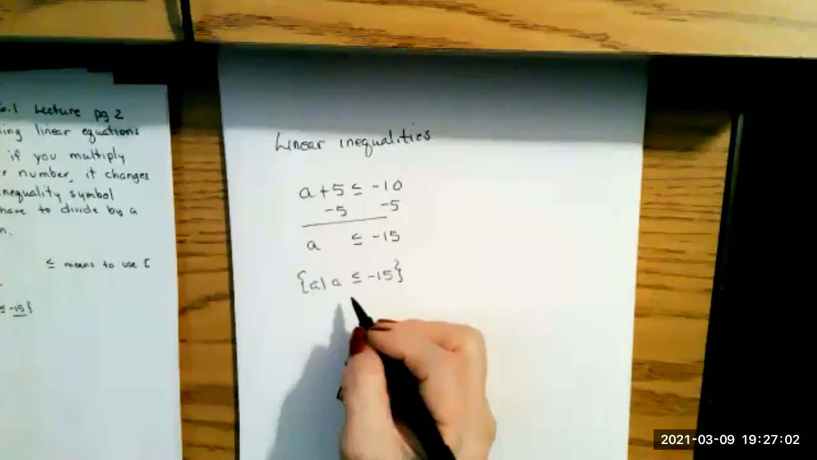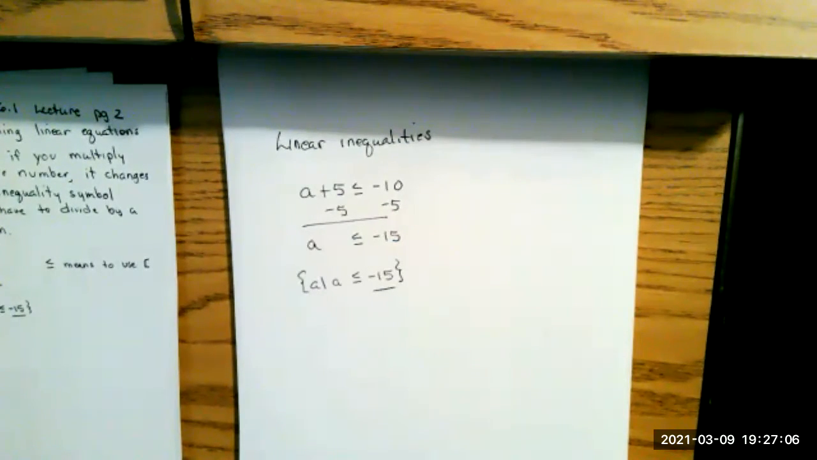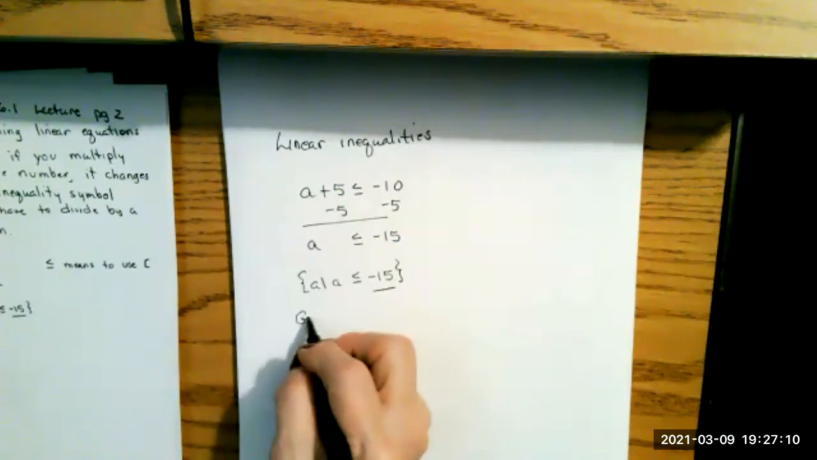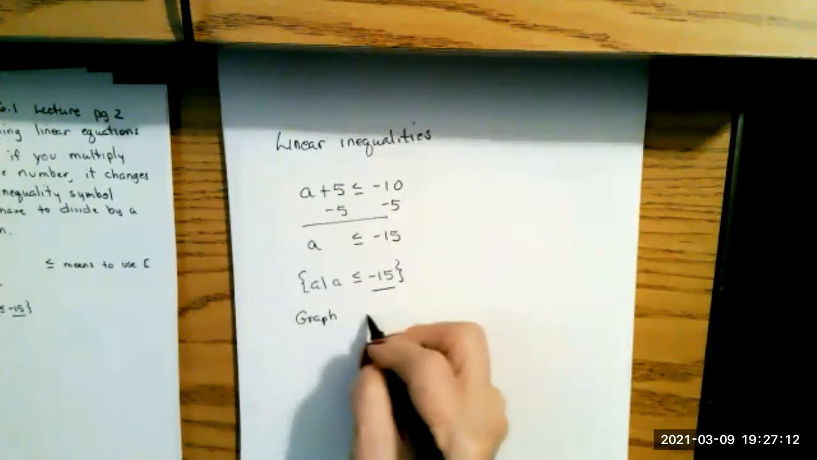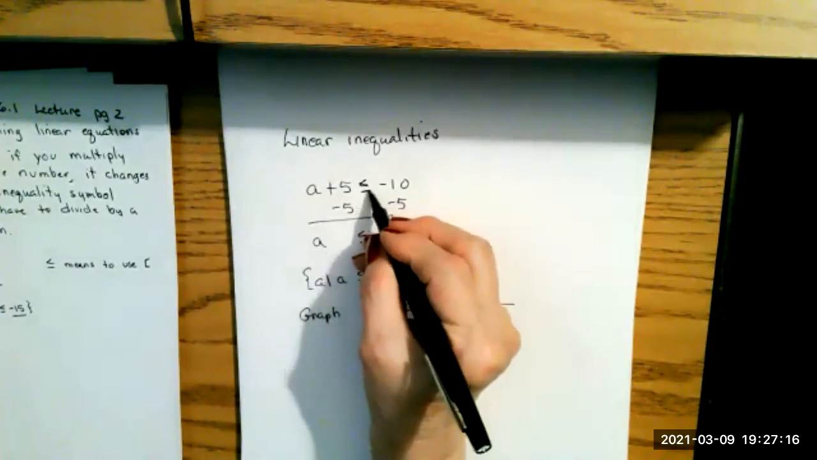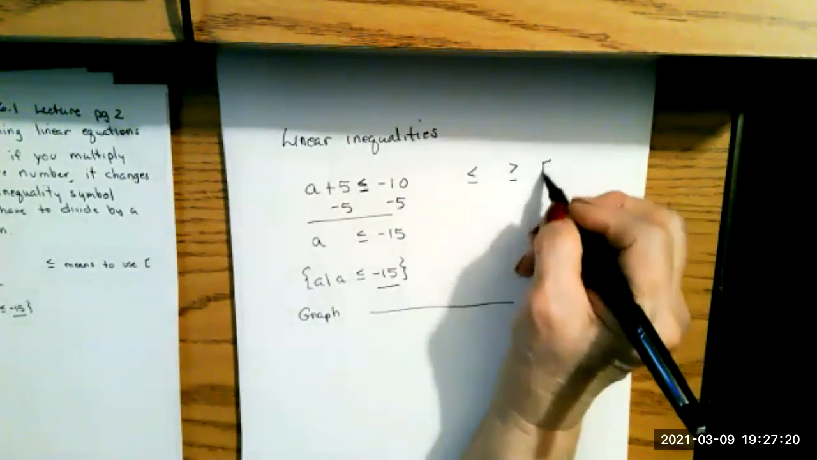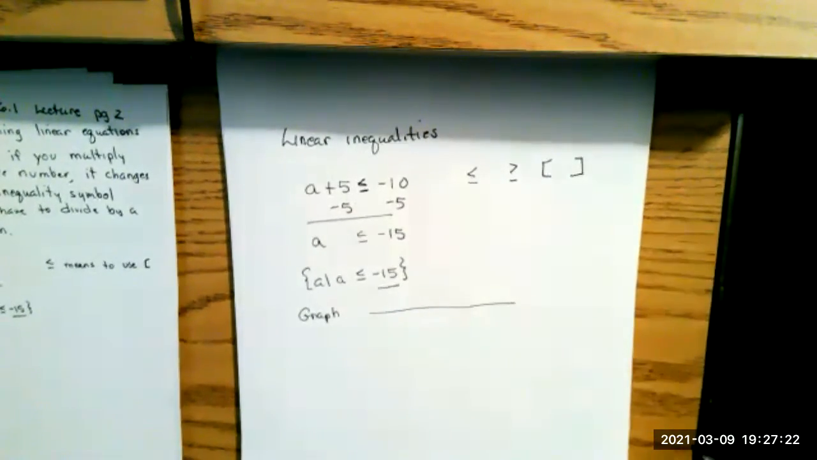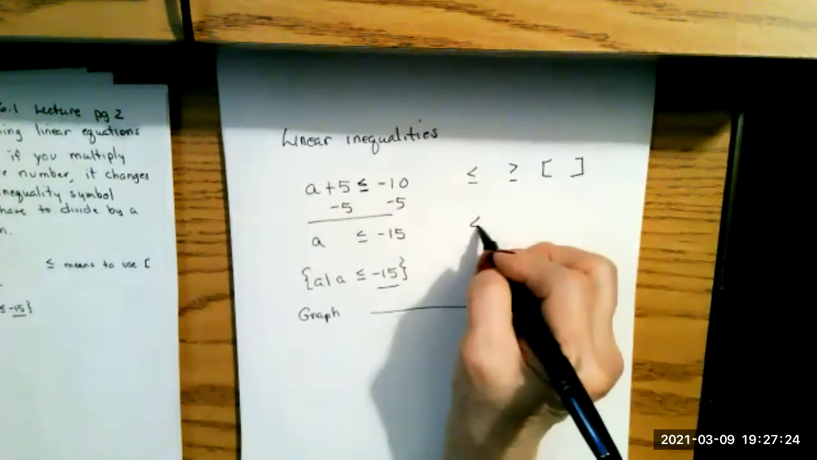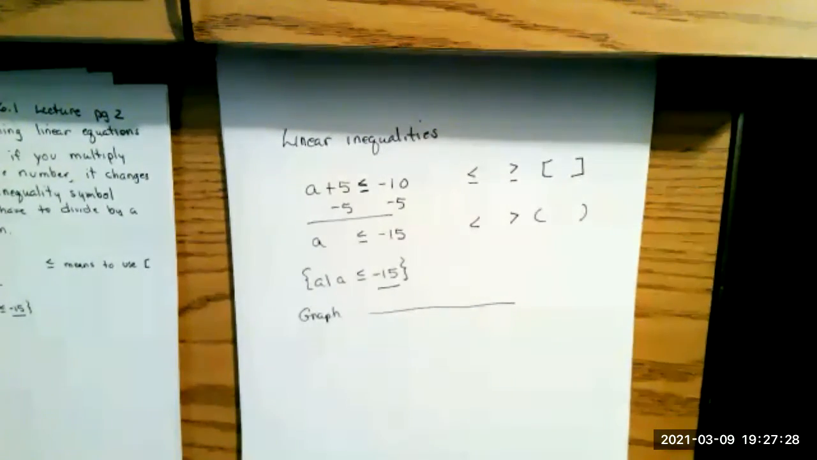And I think they just have this part in there. You have to put the number. The second part is a graph. And remember that if we had less than or equal to or greater than or equal to, we use brackets. That's the same thing. Less than or greater than, we use parentheses.